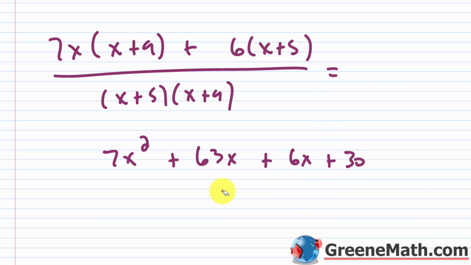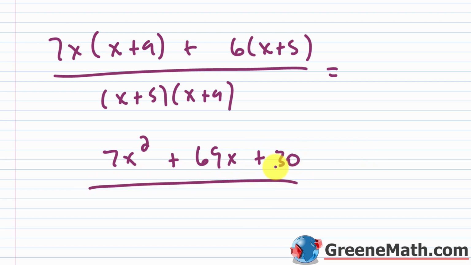63x plus 6x is going to be 69x. So put that there like that. Get rid of this. Put plus 30 there. I'm just going to tell you again in advance that that's not factorable. This is going to be prime. So this would be over x plus 5, this quantity, times the quantity x plus 9.